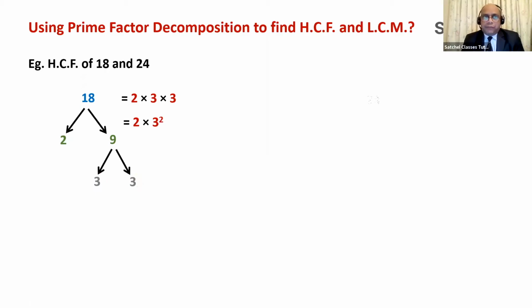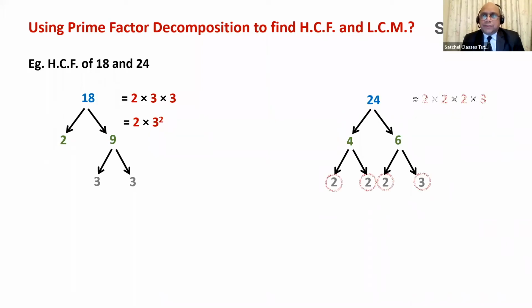Let's decompose 24 now. 24 can be written as 4 times 6. Neither of them is a prime number. 4 can be split further as 2 times 2 and 6 can be split further as 2 times 3. Now we have all the prime numbers at the end of the branch. So 24 can be written as 2 times 2 times 2 times 3 or 2 cubed times 3.